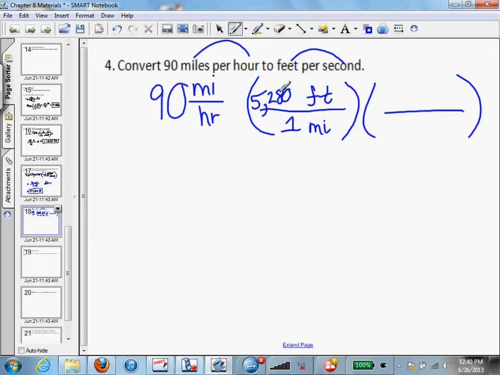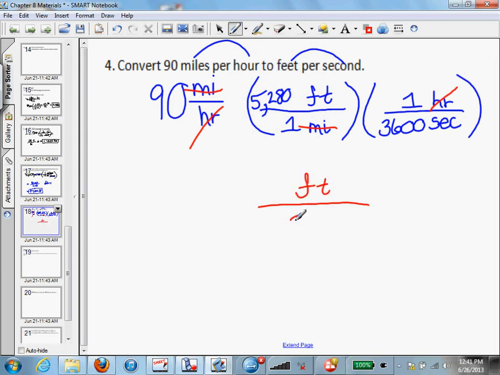Okay, now that's going to take care of the feet and miles. Now we need to take care of the seconds and hours. So to get rid of the hours, let's put it on top with seconds on bottom. And how many seconds are in 1 hour? There are 3,600. And whenever we successfully multiply across, the miles will cancel out, the hours will cancel out. You're going to be left with the dimensions of feet per second.